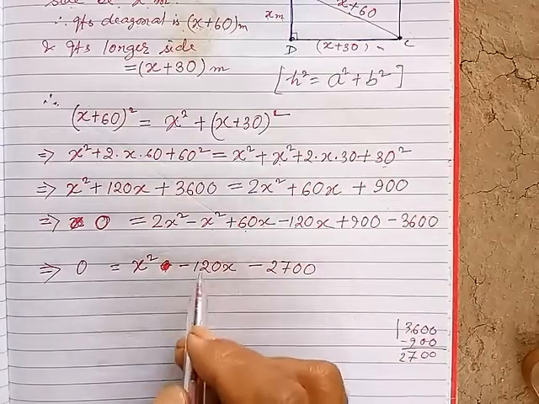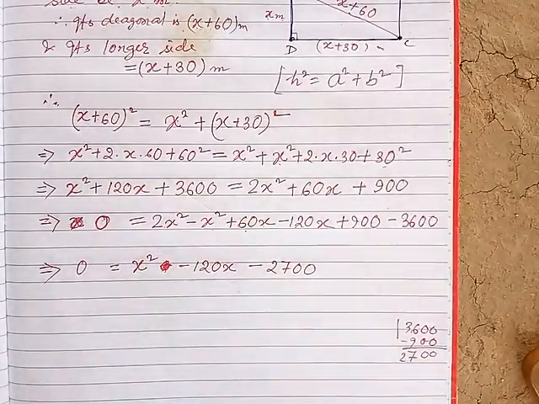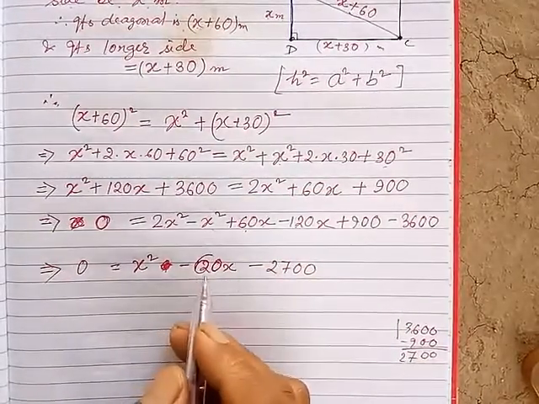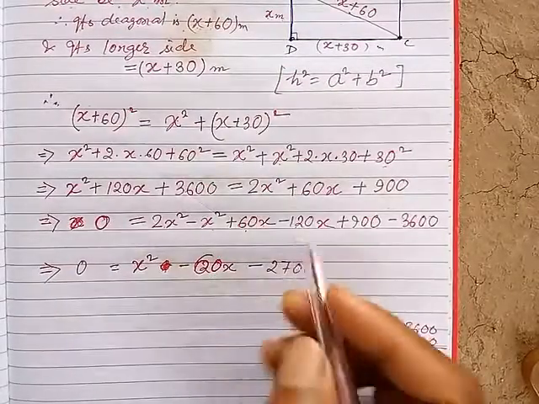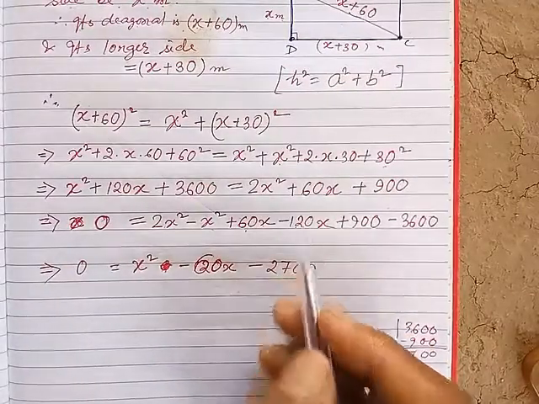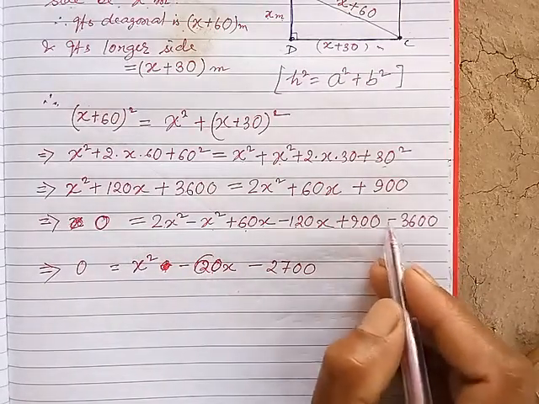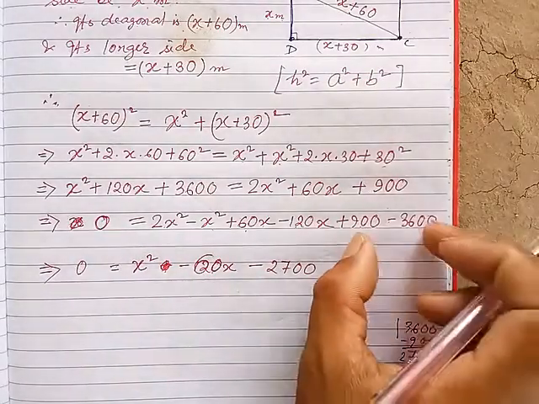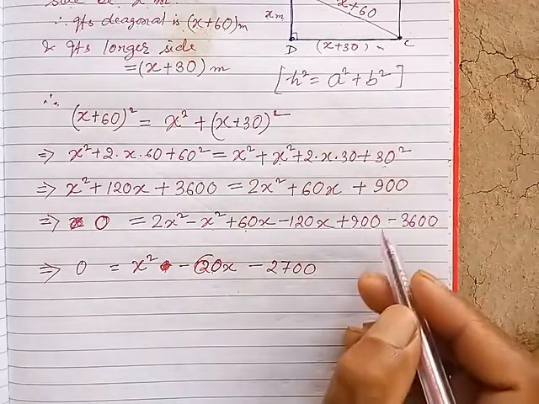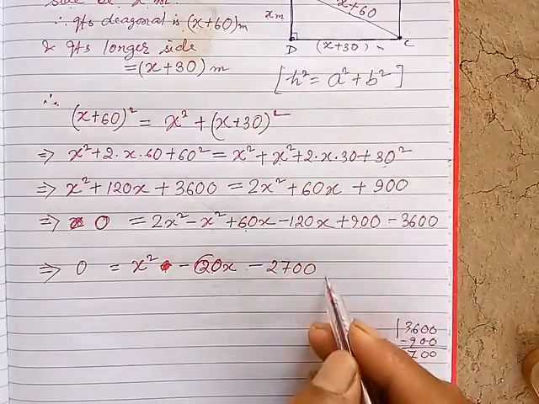Sorry, it will be minus 60x. Plus 60x minus 120x, it will be minus 60x. 900 plus 900 minus 3600. If we subtract, we will get 2700, but the minus value is greater, so the minus sign will come.